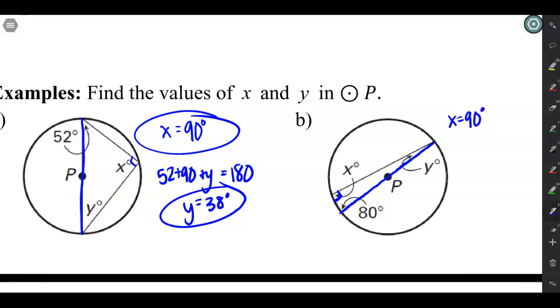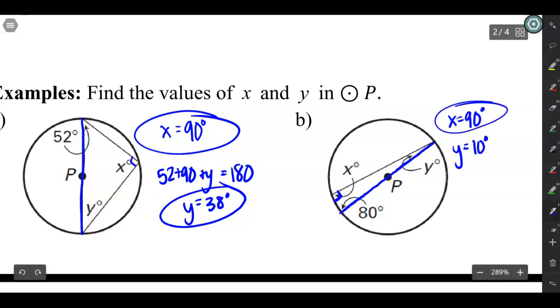Then to figure out what y is, we can use the same thinking that we used in the previous question, to think about how we know that all the angles in the triangle are going to add up to 180. So if I have a 90-degree angle and an 80-degree angle, I'm just missing 10 degrees to get to my 180.